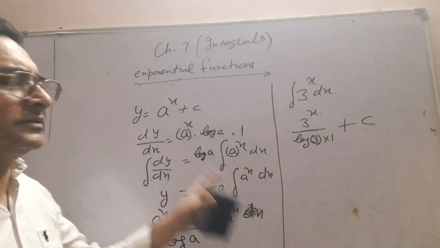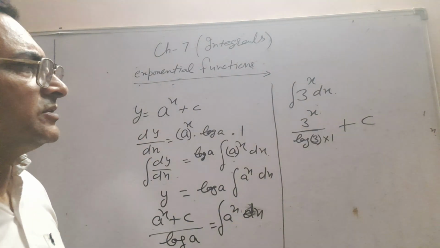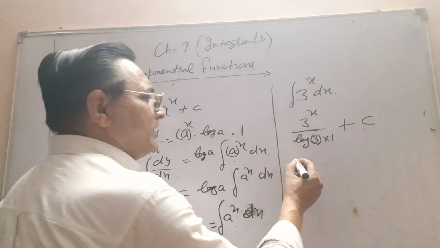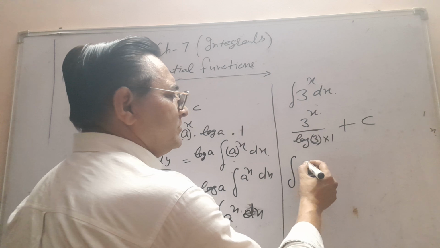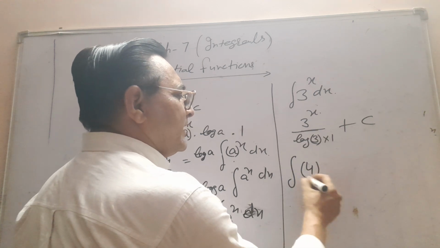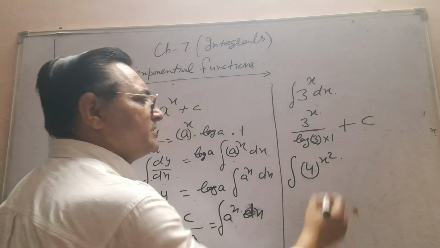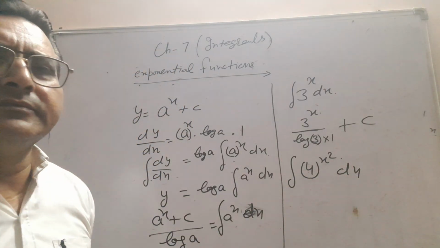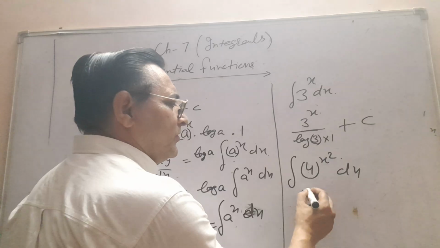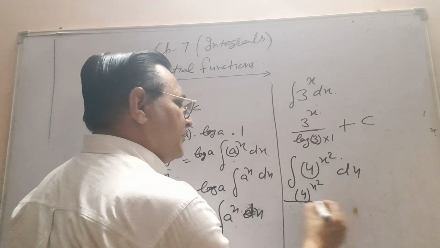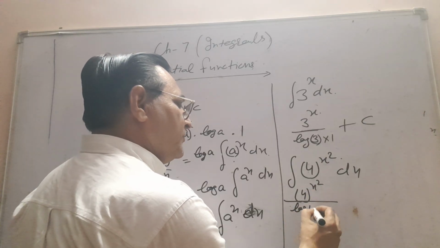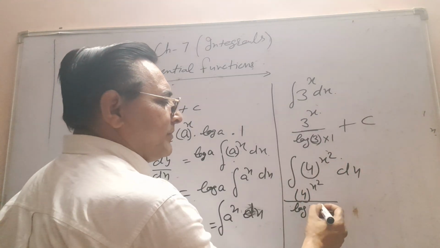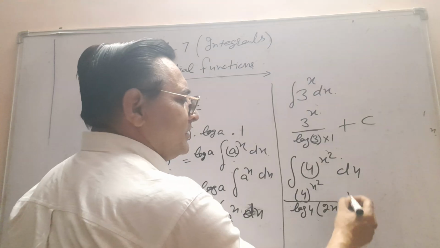So I hope this integration of this function is clear. I am taking one more example. Integration of 4 power x square. Suppose this function is there. Again this is the constant function. So you can write here 4 power x square as it is upon log of 4, and in the denominator we are taking the derivative of the power, that is 2x plus c.